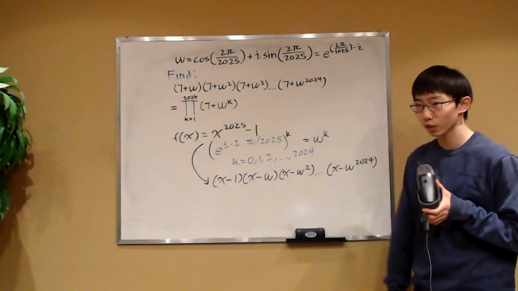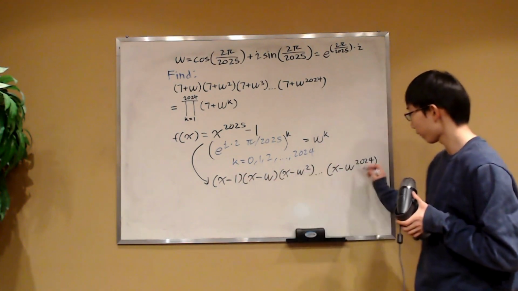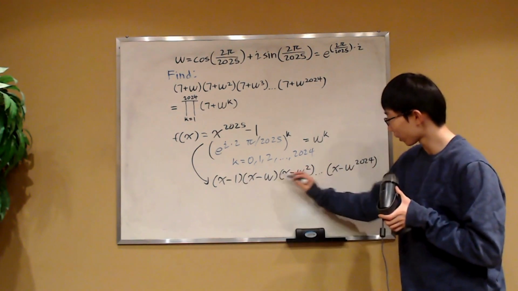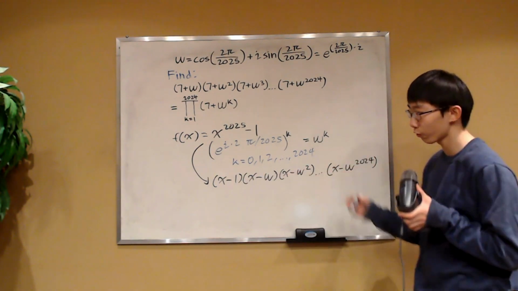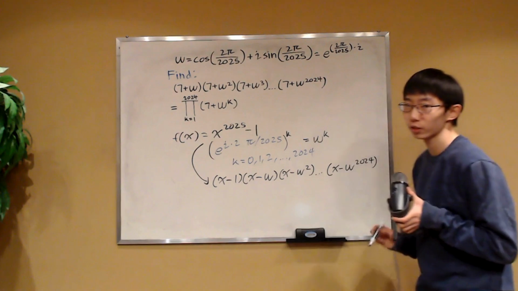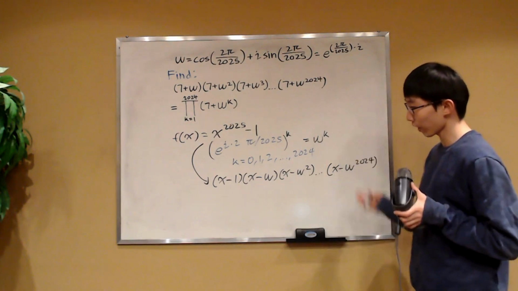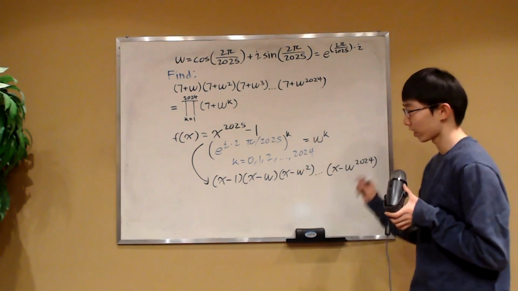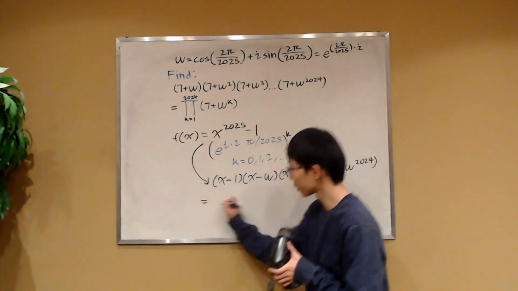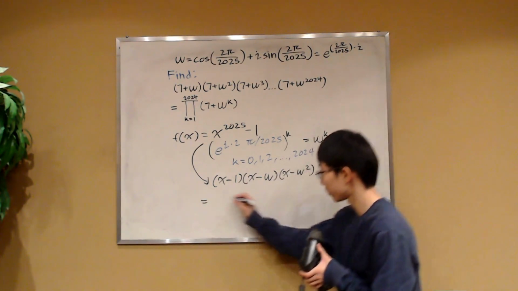Now, how many factors are there? There are 2025 factors, because if you just go from 1 to 2024, that's 2024, but this extra 1 counts as 1 more. So we're going to factor out 2025 negative signs. Factoring them out, because it's an odd number of negative signs, it will be negative.